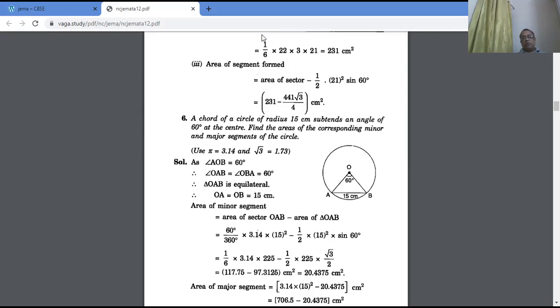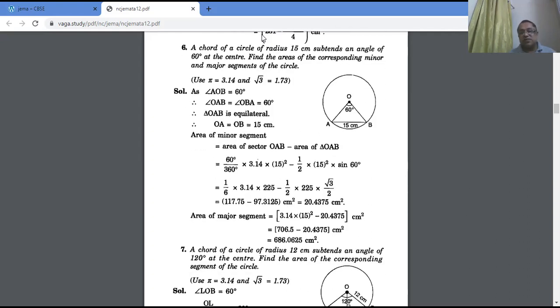And area of the major segment, as I discussed in the previous question, is area of the circle minus the area of the minor segment. That is pi r square minus minor segment area. We have already calculated 20.4375. So 3.14 into 15 square, that is 706.5 minus 20.4375. So we get final answer 686.0625, right?